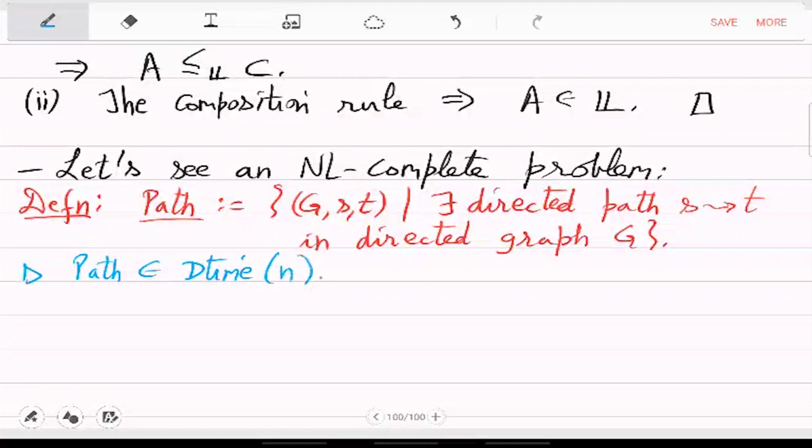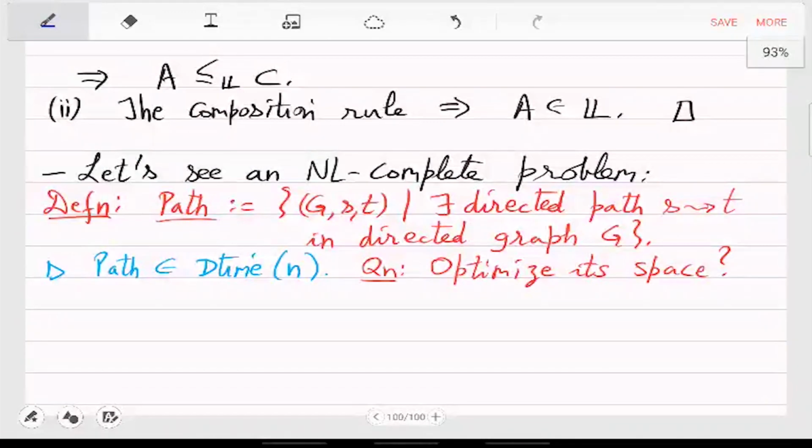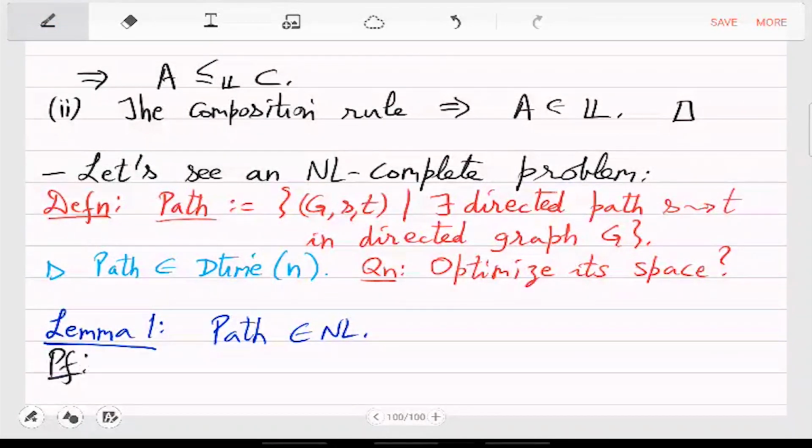But suppose we want to optimize space as much as possible. So is this linear space the best, or is there a better space complexity for this problem? That is what we will answer, or that is what we will formalize. So first we show that PATH is in NL. Actually, with non-deterministic guesses you can solve this directed reachability problem, the PATH problem, in log space.